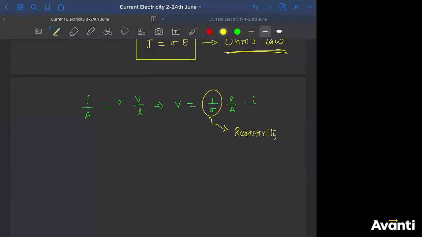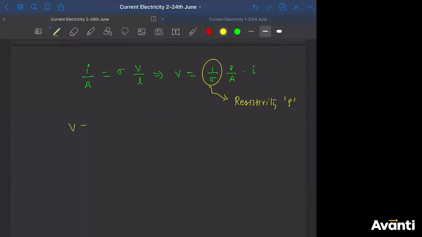And we denote this resistivity with rho only. इसको किससे denote करते हैं? Rho से. So now I can say this as V is equal to rho L divided by A into I. Got it, guys? V is equal to rho L divided by A into I.